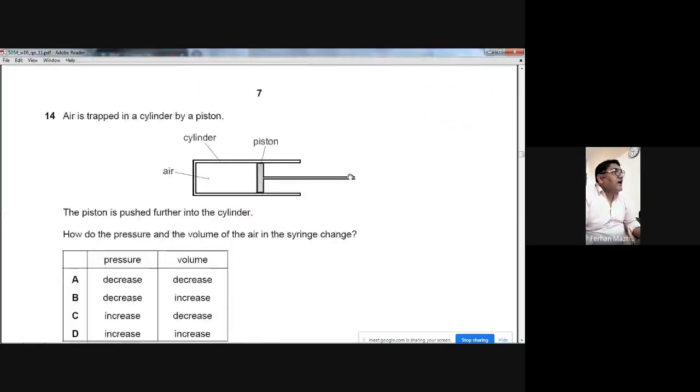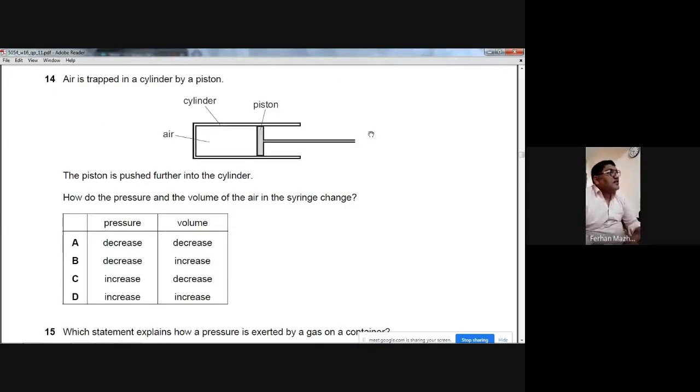It says air is trapped in a cylinder by a piston. The piston is pushed further into the cylinder. How do the pressure and volume of the air in the syringe change? When you push this piston further into the cylinder, the volume of the air inside the syringe will decrease. When the volume of the air decreases, the pressure of the air will increase. So the volume should decrease and the pressure should increase. I think the choice for question 14 is C.